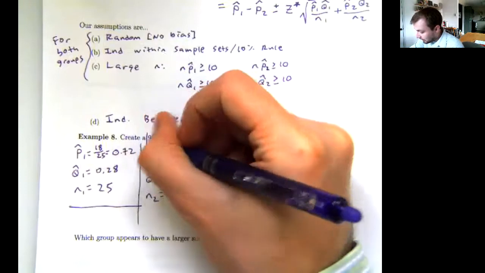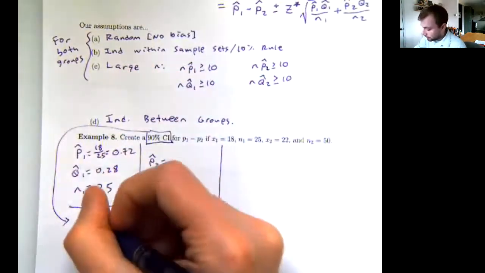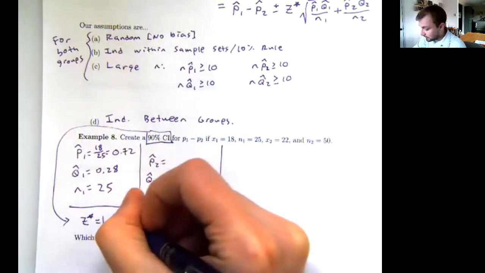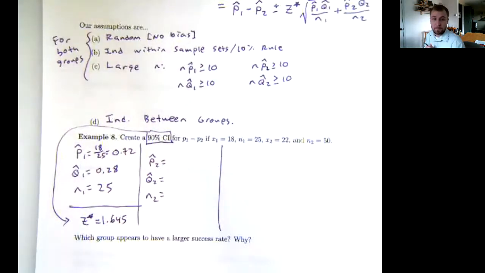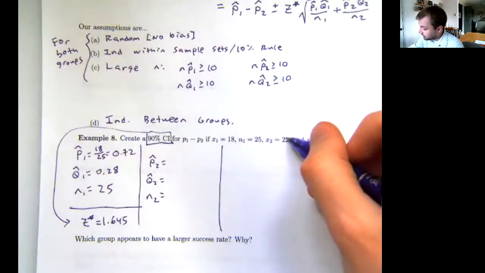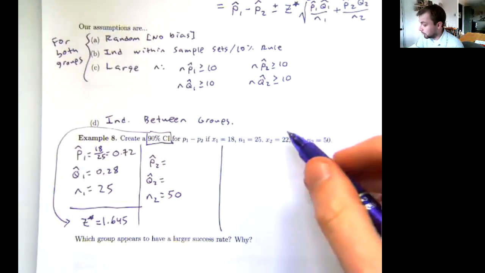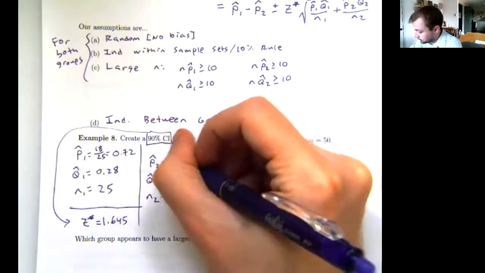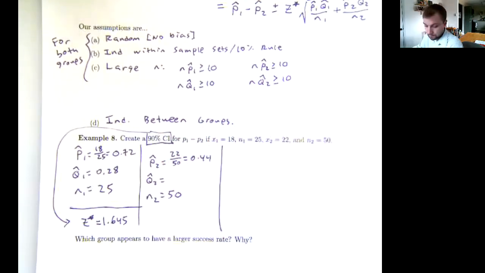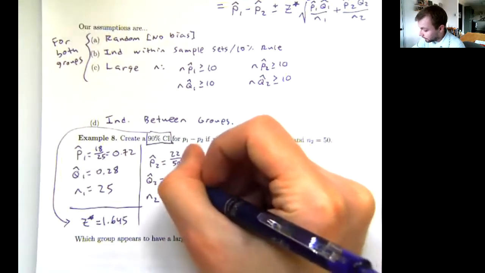I'm looking at a 90% confidence interval. If I want to be 90% sure, I need to use a critical value of 1.645. P hat for the second group. Well, I had 22 successes for the second group out of 50 trials. I'm just going to write down my n. 22 out of 50 trials. And that gives me 0.44. If I have a 44% success rate, then for the second group, I have a failure rate of 56%.